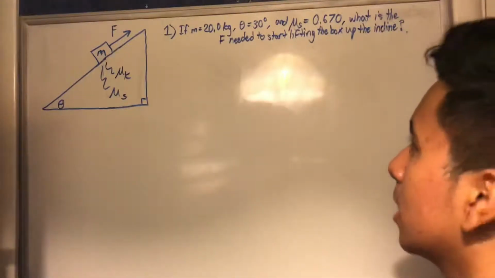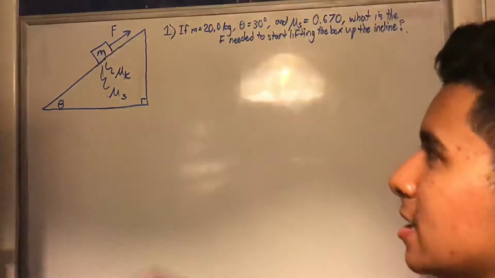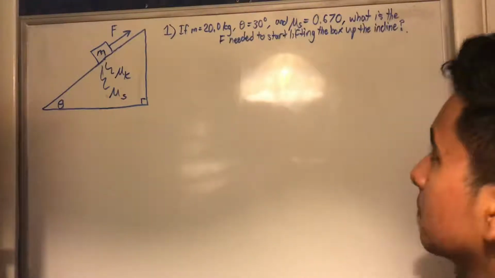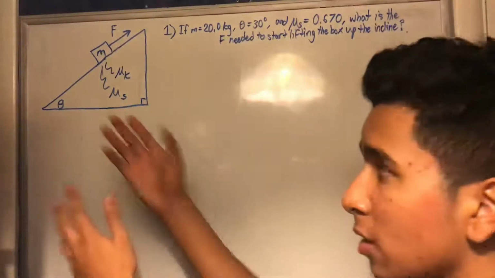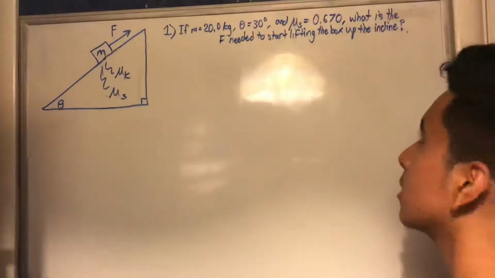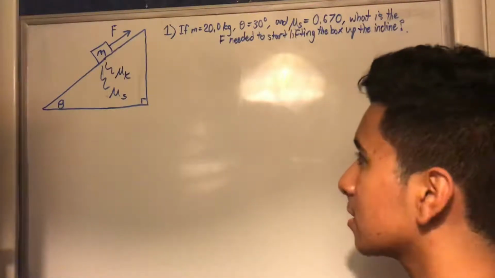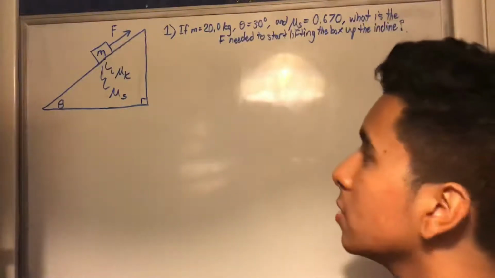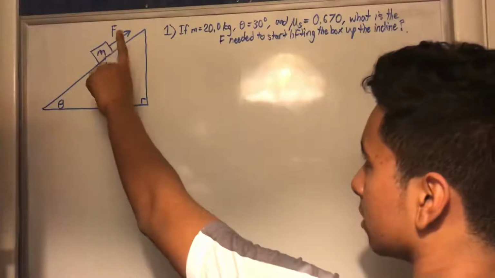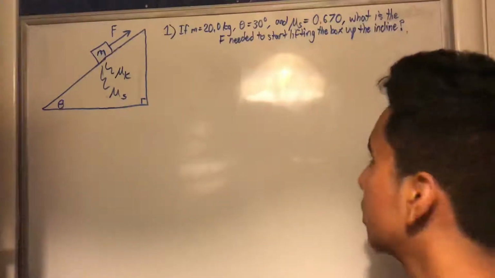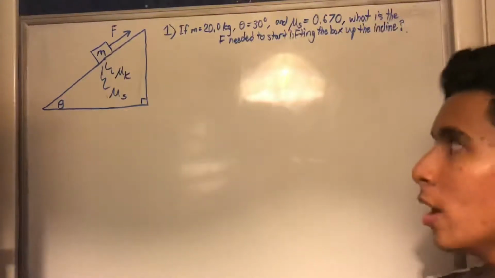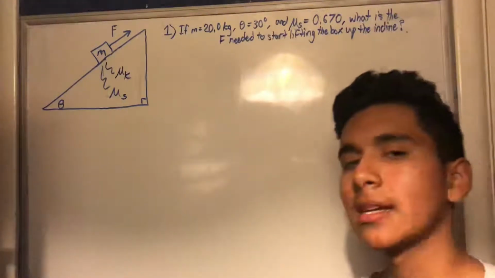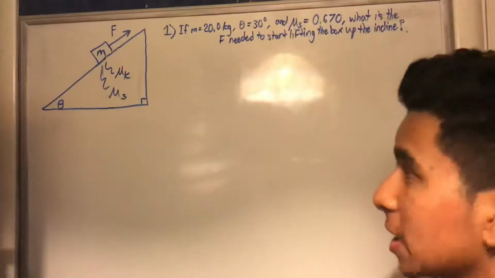Reading it slowly, it asks: if m, the mass of our box, is equal to 20 kilograms, and theta, the angle above the horizontal, the angle of the incline, is equal to 30 degrees, and mu s, the coefficient of static friction, is equal to 0.670, that between the box and the surface of the incline, what force do we need to just start lifting the box up the incline? Just start lifting the box up the incline.